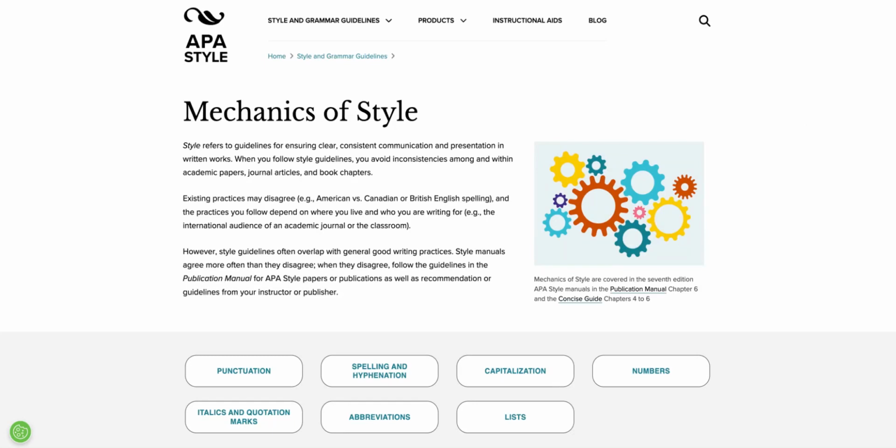For instance, you have APA, you have MLA, you have Chicago style, and different fields of study use different styles. And so what we will use in our programs and in our fields is APA. So we'll follow the APA 7 guidelines. Those are the most recent.